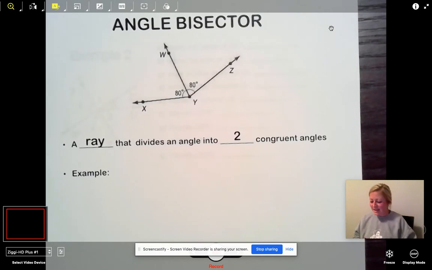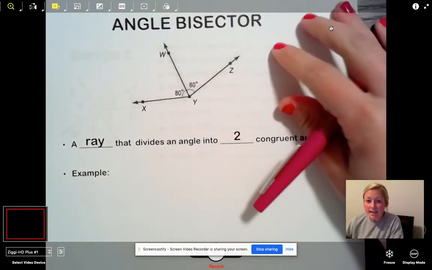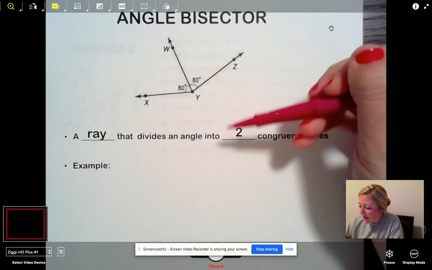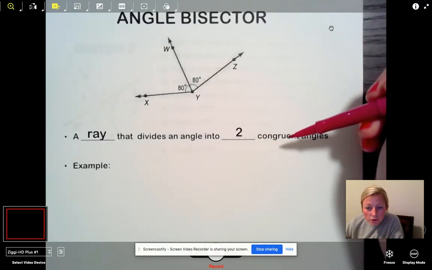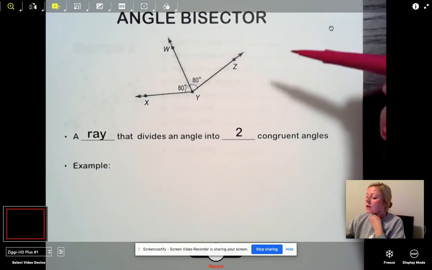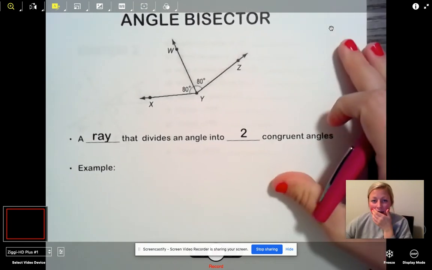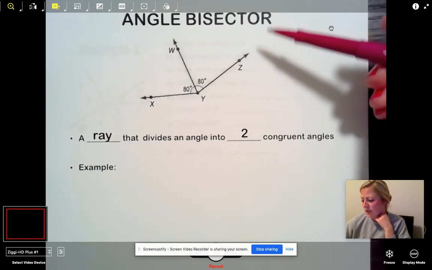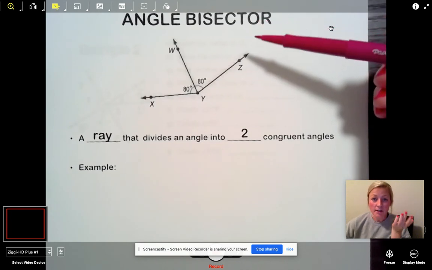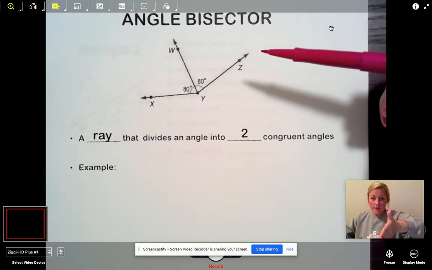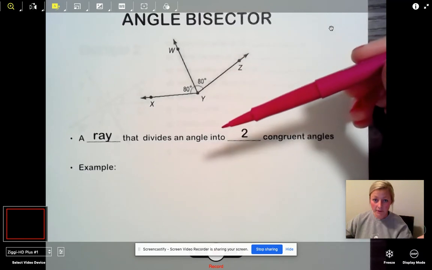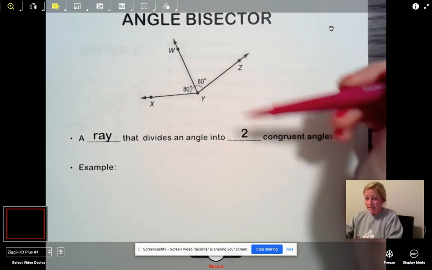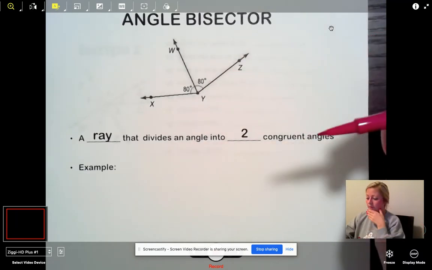Angle bisectors. This is fun. So an angle bisector is a ray that divides an angle into 2 congruent angles. So remember in a previous video, I had talked about how a bisector cuts something in half. So an angle bisector is nothing different. An angle bisector cuts an angle in half.